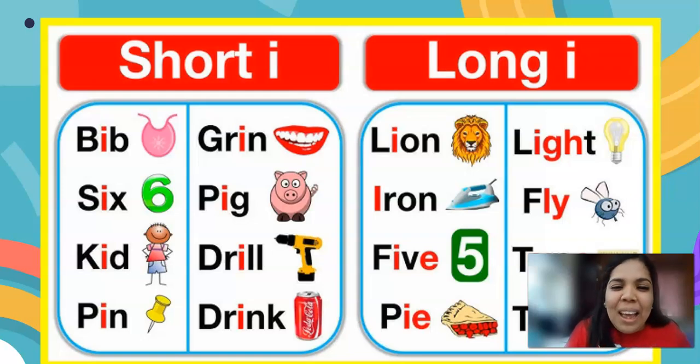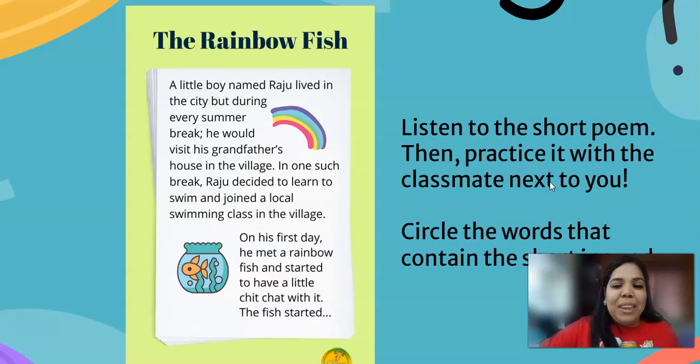So now that you reviewed the sounds, we're going to make an independent practice, but it will be a collaborative work. I'm going to read this poem for you, and then you're going to read it with a classmate. Once you finish, we're going to circle the words that contain the short I sound.